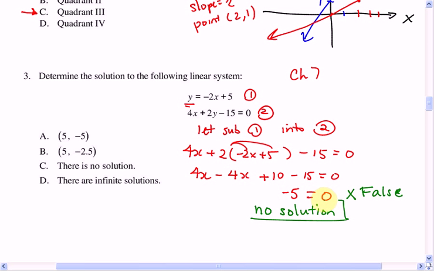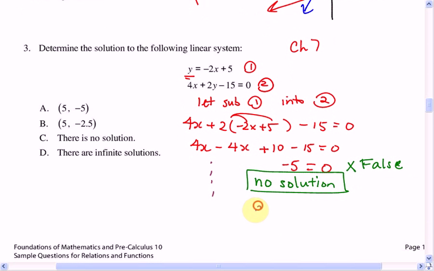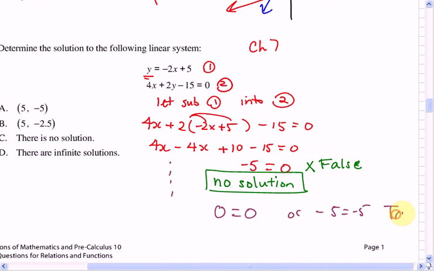Okay? Now, by the way, if we had something different, let's say you did all the algebra and then in the end you got something like this, 0 equals 0, or perhaps like negative 5 equals negative 5. Are these statements true or false? Yes, they are true. So if they are true, that means the left side equals the right side, and therefore what type of solution do we have? Yes, this is the infinite solution.